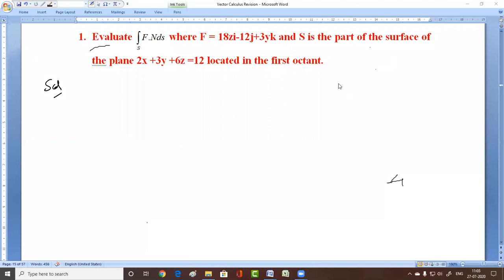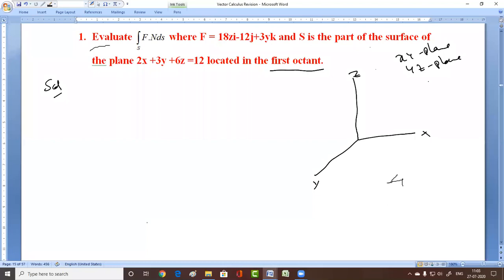This is the most important concept. This is the x-axis, y-axis, z-axis. Now, what is meant by first octant? First octant is nothing but the region between the xy plane, yz plane, and zx plane.